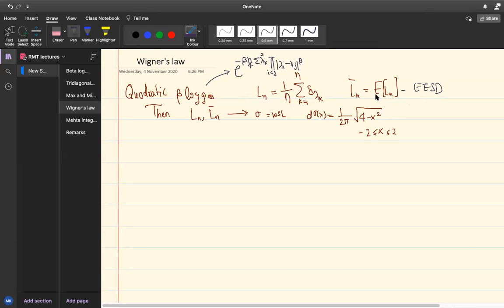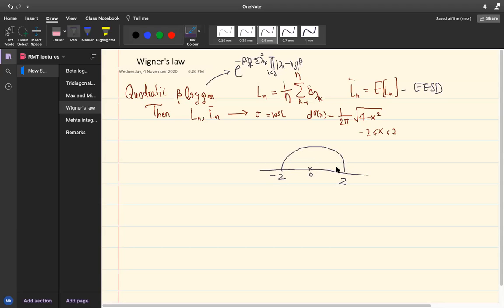It is a convex combination of measures, so it is another measure. So Ln is a random measure, and Ln bar is a non-random probability measure. But nevertheless, both of them converge to the distribution called the Wigner semicircle distribution, which looks like this. So the density looks something like this. This is a very bad picture of the Wigner semicircle law.